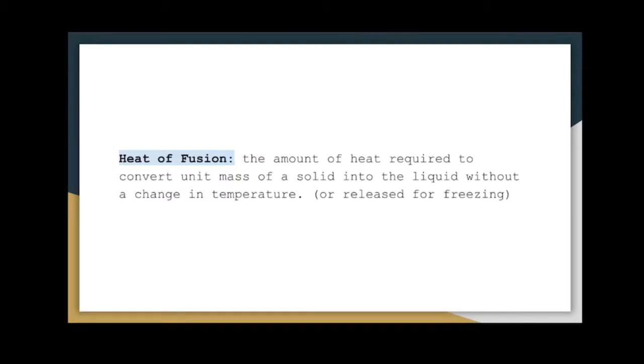Heat of fusion. The amount of heat required to convert unit mass of a solid into the liquid without a change in temperature, or released for freezing.